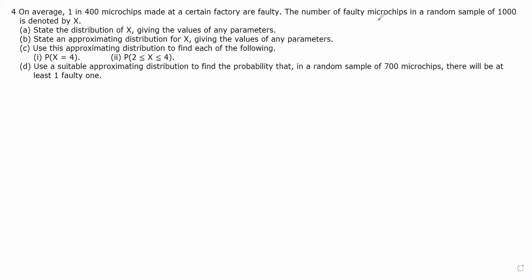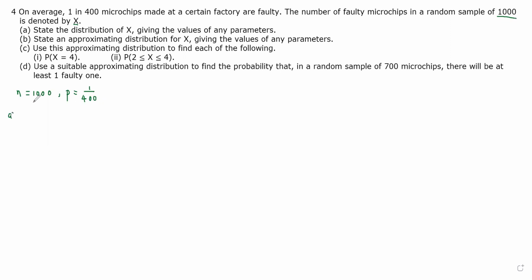On average, 1 in 400 microchips made at a certain factory are faulty. The number of faulty microchips in a random sample of 1000 is denoted by X. X represents the number of faulty microchips in a random sample of 1000. We have n equals 1000, and we are interested in faulty microchips. So the probability of success is 1 over 400.